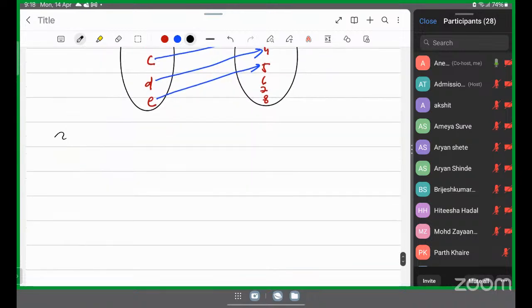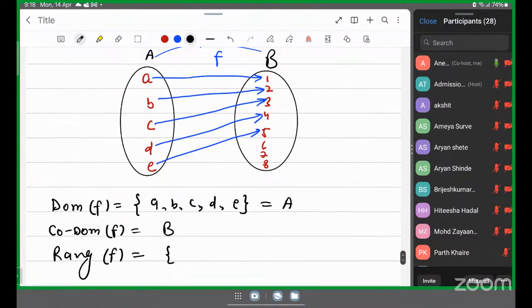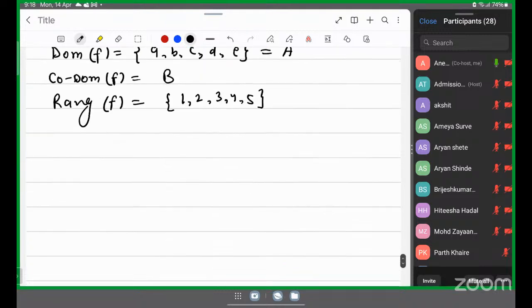Now, according to this question, domain of function f will be a, b, c, d, e, which is complete set A. Codomain of function f will be complete set B. But we are interested in range of function f. So in this case, range of function f will be the elements which are connected with elements in set A. So this will be 1, 2, 3, 4, 5. This is range of function f.